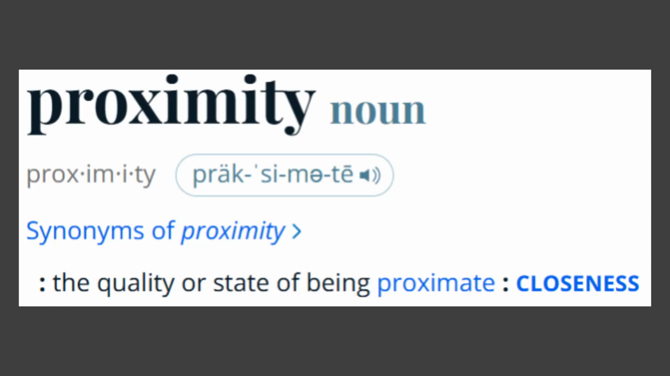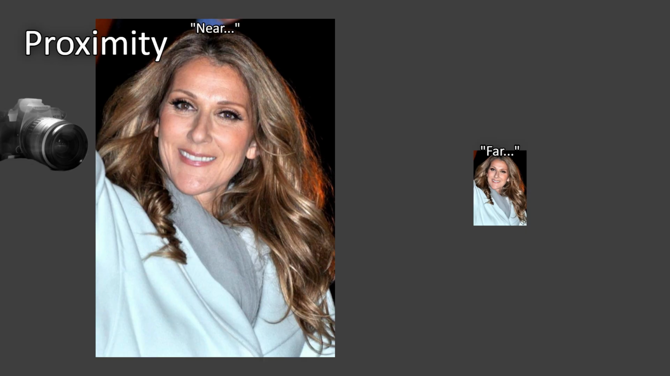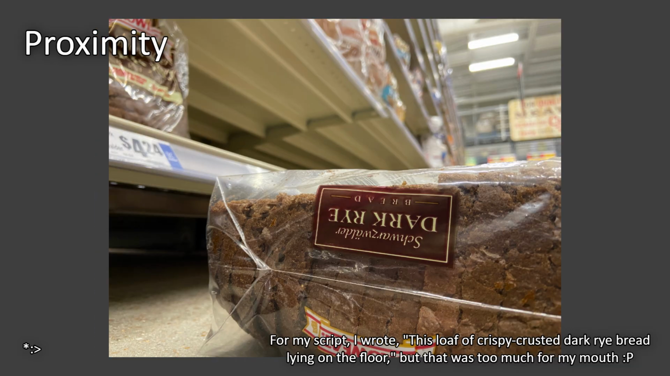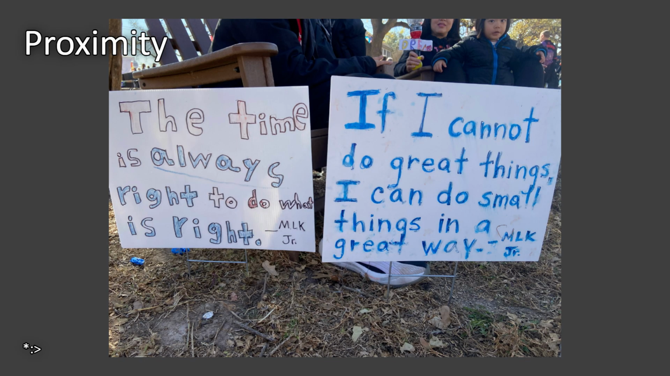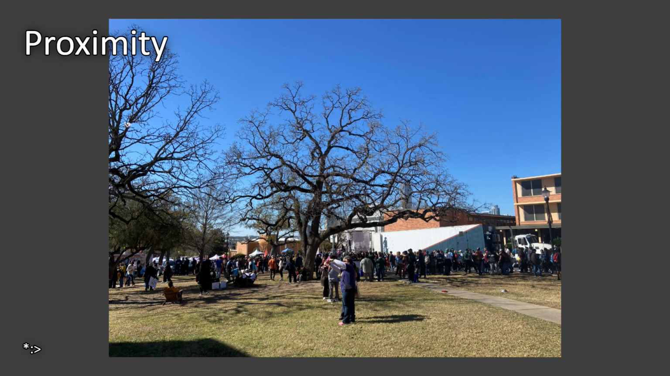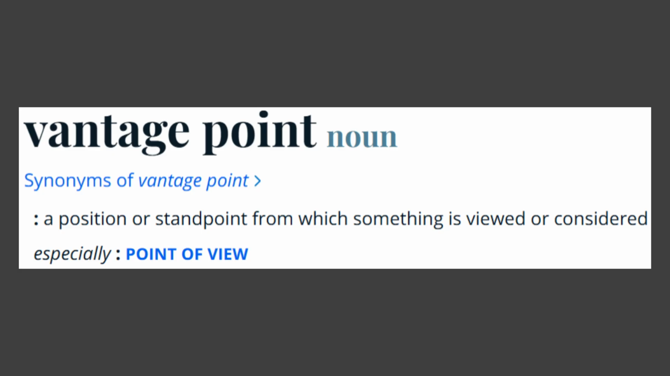Proximity is how close something is to something else. In photography's case, this would be if the subject is notably close to or far from the camera. This piece of bread lying on the floor was just 3 inches away from my camera. This was as close as I could get to these signs without cutting off some of their text. On the other hand, I stood more than 100 feet away from this crowd to capture the scale of the MLK Day Festival.